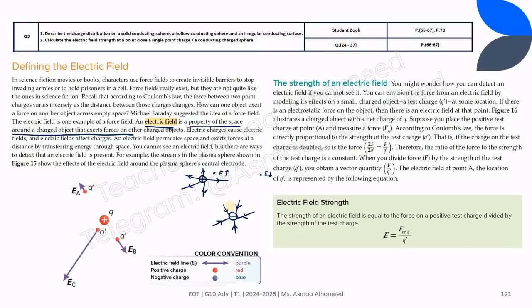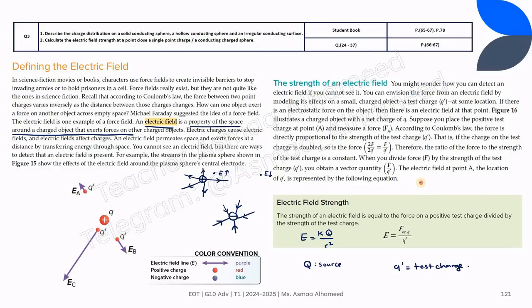If you are away, your electric field is lower. Now there are two equations for electric field. The first one is this one. The second one is E is equal to K capital Q over R squared. Now this one is mostly for Q, which is the source, the one that is creating the electric field. This one here, small q, is for a test charge.